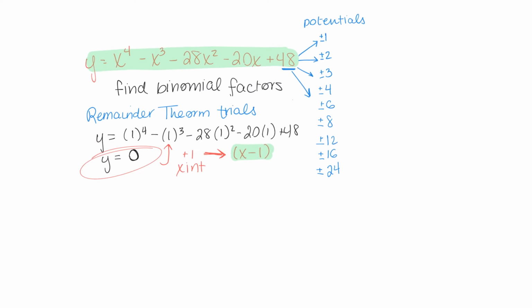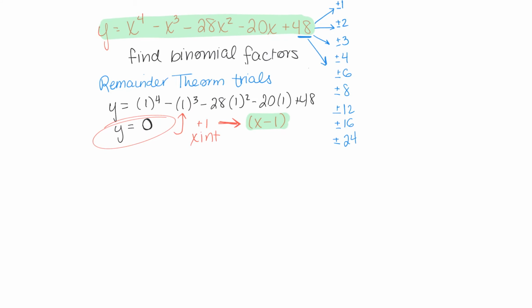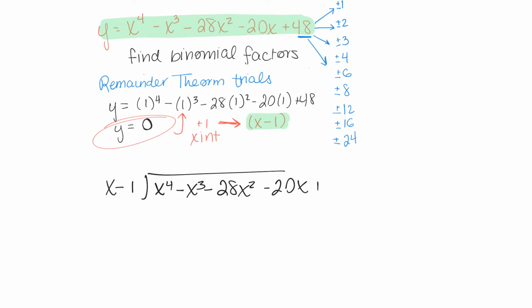So that's what I'm going to do. I'm going to slide this over here, and I'm going to very quickly divide by this. Only if I can find the right pen. So I'm going to divide by x minus 1, and I'm going to take my x to the 4th minus x cubed minus 28x squared minus 20x plus 48. And I'm going to do all that division.